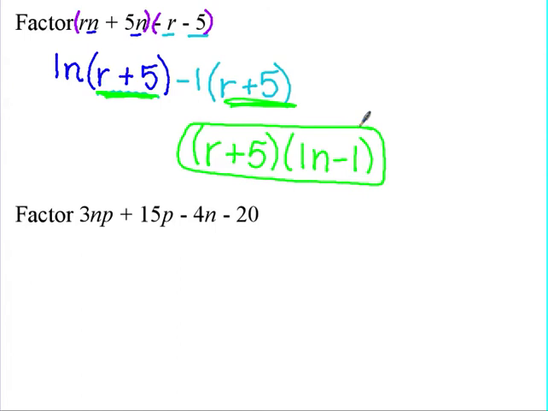So I want you to try this bottom one for me. I think we'll probably call it good after this one for today. So you try that bottom one for me. 3np plus 15p minus 4n minus 20.